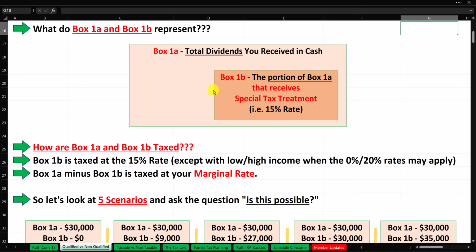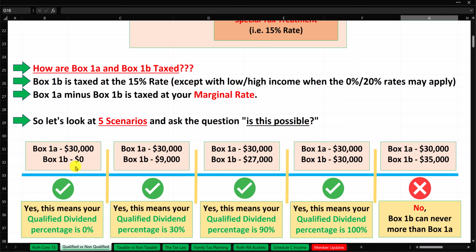Box 1B is just a portion of box 1A. Box 1B can never be more than what's in box 1A. Box 1B could be none of the amount in box 1A. Box 1B could be the entire amount in box 1A. Box 1B can be any amount between 0 and the amount in box 1A, but box 1B can never be more than box 1A.